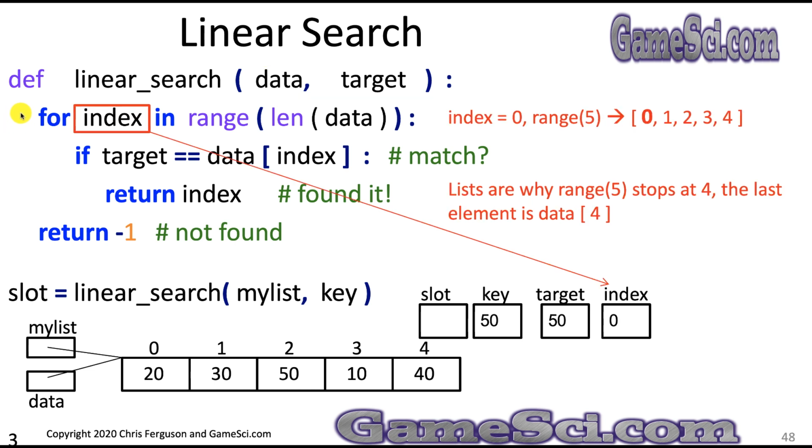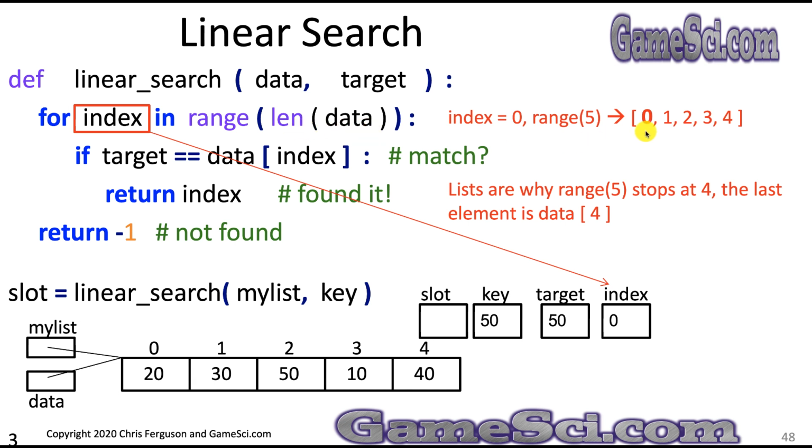Executing the code, we'll do a for loop. Index will start at 0 because that's the way the range function works. The default starting value is 0. And a range of 5. Now, why do I say a range of 5 here? Because the length of data is clearly 5 items. The length function will tell you how many items are in the list. It will return a 5.